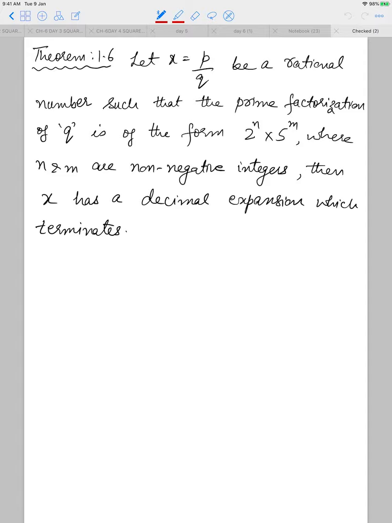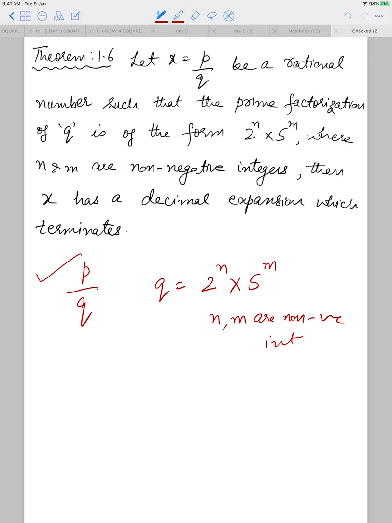Now here I am not saying that it terminates or it doesn't terminate. I am saying the prime factorization of the denominator, like q, is of the form 2 raised to the power n into 5 raised to the power m, where n and m are non-negative integers. Then what can you say about the decimal expansion of p by q? We will say it will have a decimal expansion which terminates. It is the converse of theorem number 1.5. So I hope both the statements are clear.